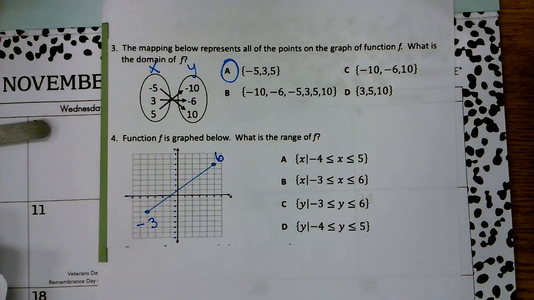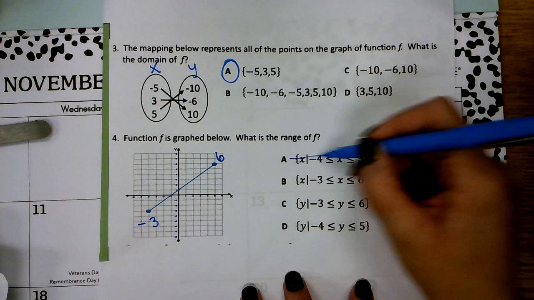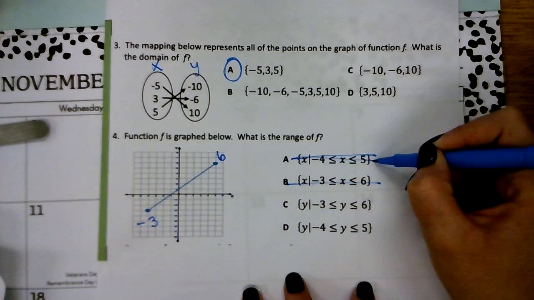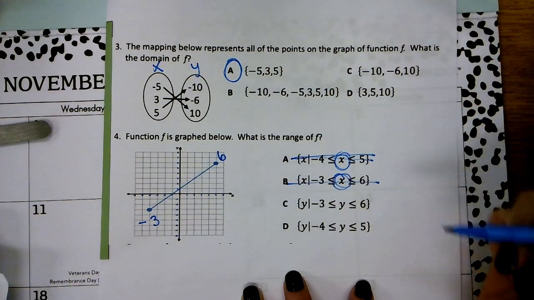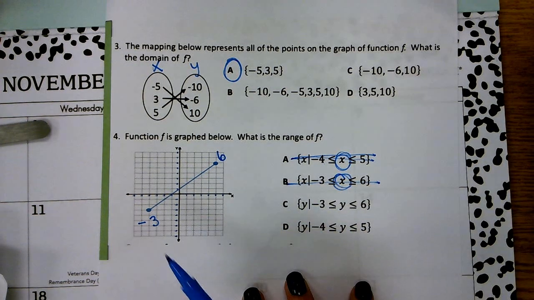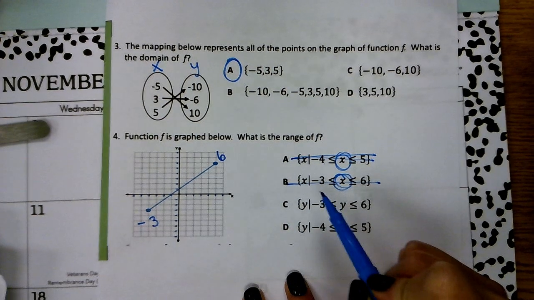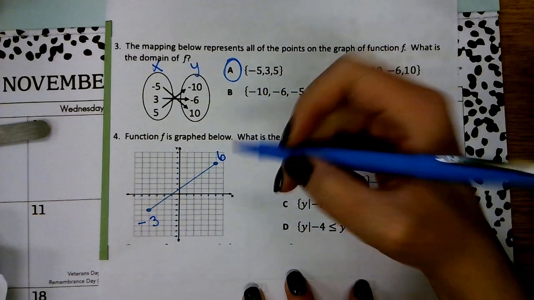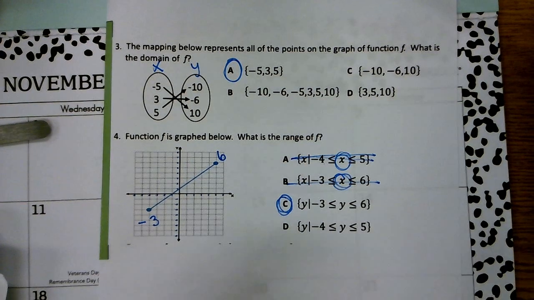All right, now we need to figure out what the correct answer is here. So it's range, so we know we're going to have y as our variable. So A and B we can completely cross off because they have the variable x. X is the domain, the range is y. So here we have -3 is less than or equal to y is less than or equal to 6. And that's our final answer, letter C.